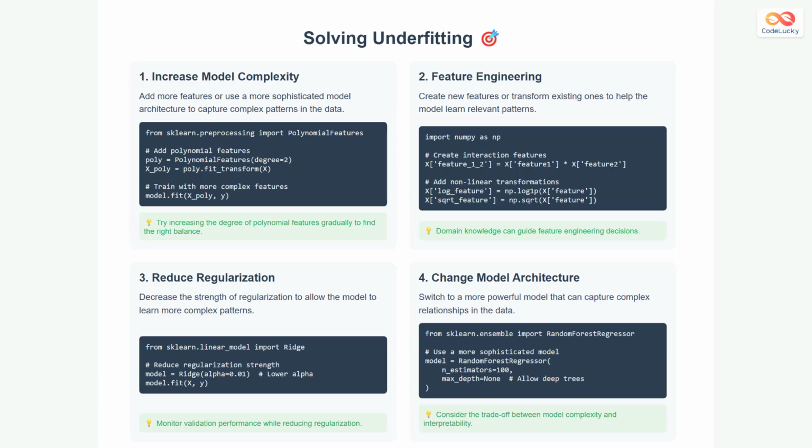Below is a code snippet. From sklearn.preprocessing, import PolynomialFeatures. Add polynomial features. poly is equal to PolynomialFeatures with degree equal to 2. X_poly is equal to poly.transform of X. Train with more complex features. model.fit of X_poly and y. Try increasing the degree of polynomial features gradually to find the right balance.